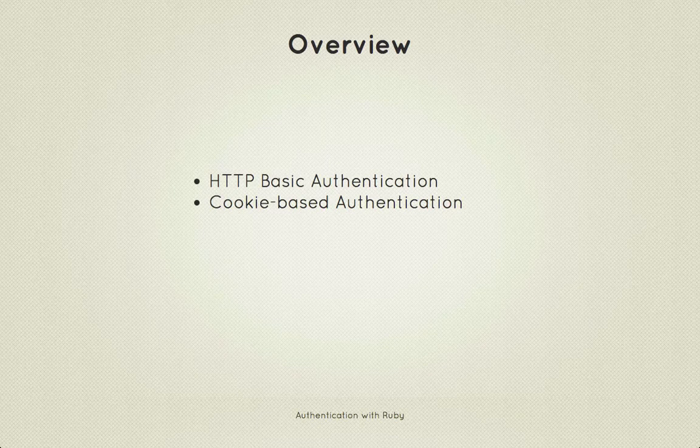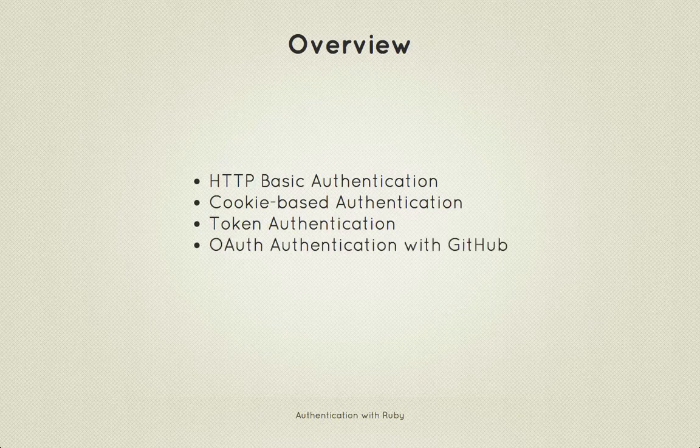We'll see how it works in theory and implement it in a couple of different ways, from scratch, in Rails and Sinatra applications, and we'll get acquainted with excellent gem Warden. Then we'll look into other types of authentication. We'll see how token authentication works in theory and create the most basic implementation of it. And then we'll talk about OAuth authentication, how it works, and implement GitHub authentication.